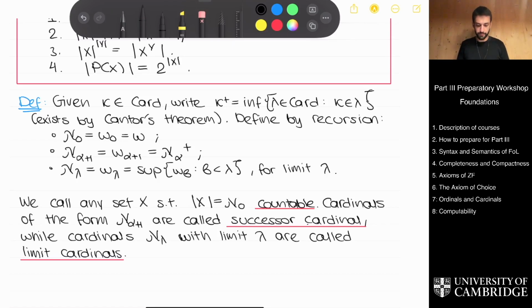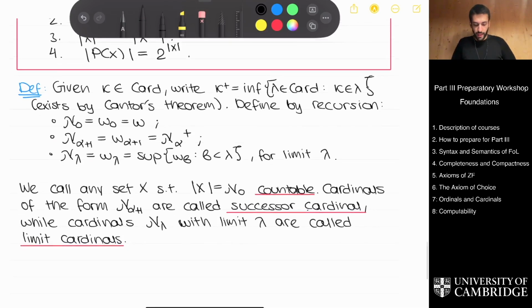Any set whose cardinality is aleph 0, so that is omega, we say that it is countable. If a set is not finite nor countable, we say that it is uncountable. And cardinals of the form aleph alpha plus 1 are called successor cardinals, and on the other hand, cardinals of the form aleph lambda, where lambda is a limit, are called limit cardinals.